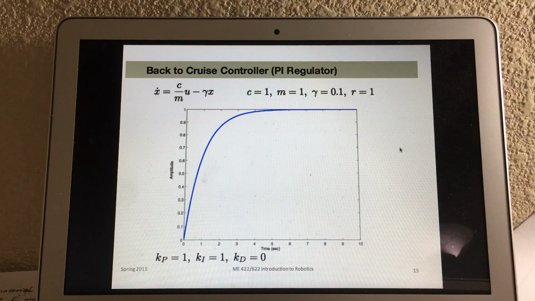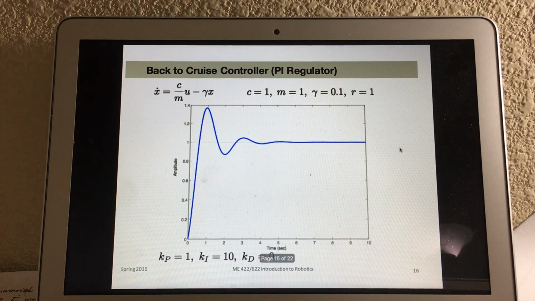When we include the integral regulator, the integral gain, then you can see in this specific case we are putting k_D equals 0, but k_P and k_I both equal 1, and we still keep the former values for C, for M, for gamma, and for R. This time the system reaches the reference value after, I think, 5 seconds. It's kind of slow, right? But it does the job.